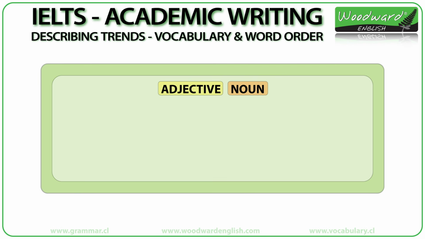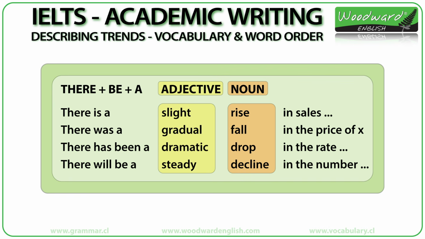When we want to use an adjective plus noun to describe a trend, we often use there plus a form of the verb to be plus the article before the adjective and noun. In the next example sentences, I will also vary the tenses, but mostly you will use the past tense. There is a slight rise in sales. There was a gradual fall in the price of X. There has been a dramatic drop in the rate. There will be a steady decline in the number.